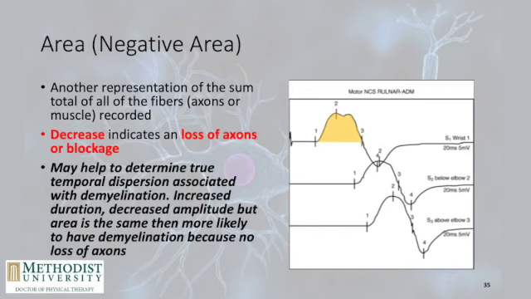Now the area under the curve is just another representation of the sum total of all the fibers. A decrease is going to mean that there's a loss of axons or a blockage. Makes a lot of sense. If there's a decrease in amplitude, there's probably going to be a decrease in area too, right? So why wouldn't they mean the same thing? What we're trying to do here is determine what the true temporal dispersion is with demyelination, but also realize that sometimes you can have no loss of axons, and sometimes that can lead to this problem as well.